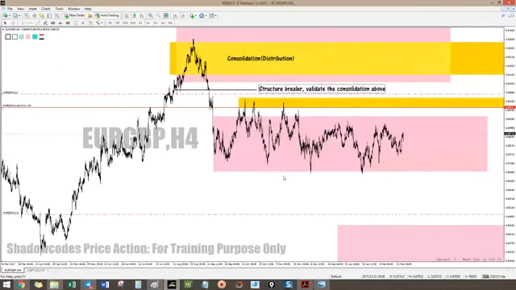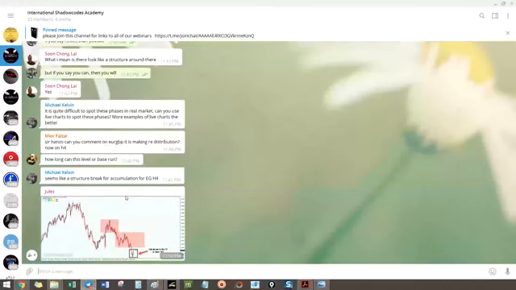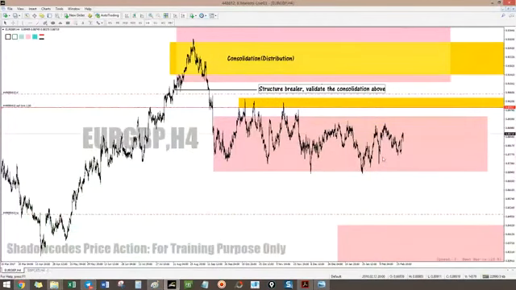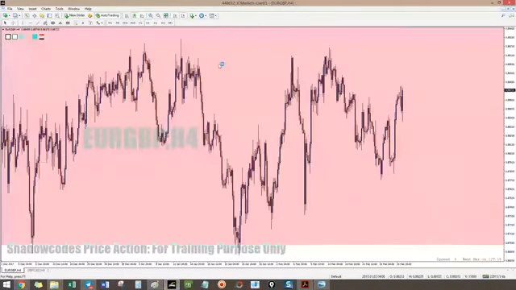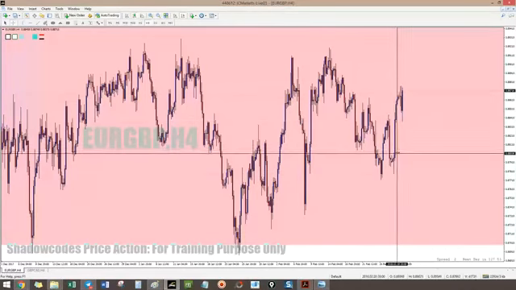Can you understand? I do not know whether you understand or not. Let's see. Seems like a structure break for accumulation for EG, H4. Structure break for accumulation. Is it? H4. Why do you want to take this as a structure break?